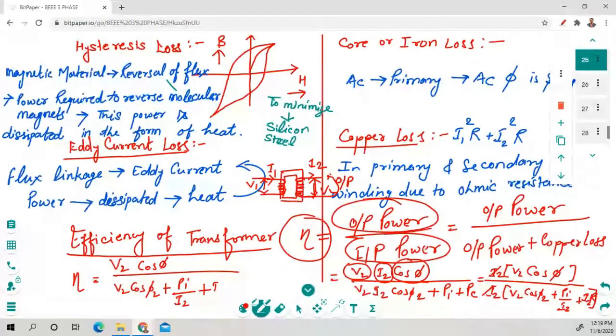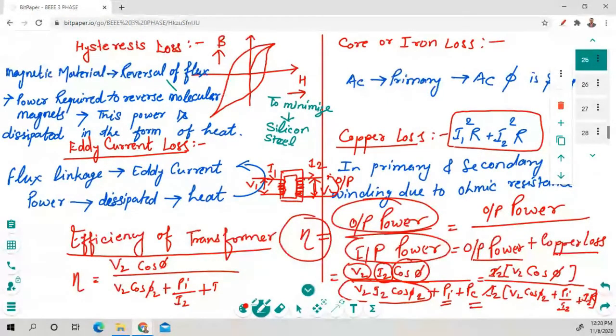Okay, so input power we have to calculate. How to calculate this input power? It is equal to output power plus copper losses. So output power is represented as it is, as we have represented in the numerator. And what is this copper loss? Copper loss is this one. So how to calculate this copper loss? First is iron loss, then is copper loss.